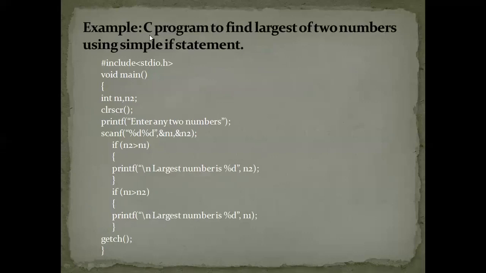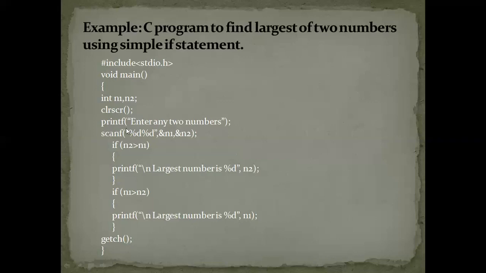The example is a C program to find the largest of two numbers using the simple if statement. To find the largest of two numbers, we write the program using the if statement. Hash include stdio.h is a header file. Program execution always starts from the main function. Because we are going to find the largest of two numbers, I am defining two variables here, n1 and n2. Clear screen is for clearing the screen.